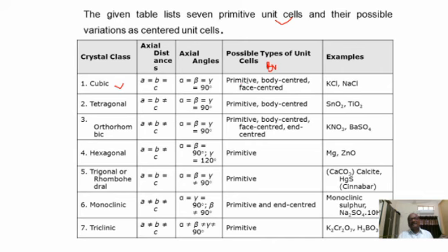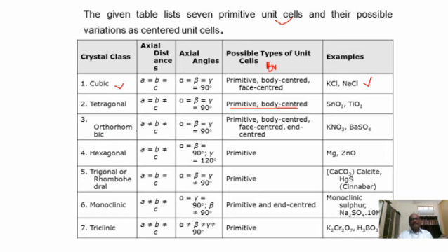So 3 Bravais lattices: primitive, body-centered, face-centered. Those are the examples of the crystal systems. Tetragonal: a equal to b, not equal to c, alpha, beta, gamma 90 degrees. It is available only in 2 Bravais lattices.